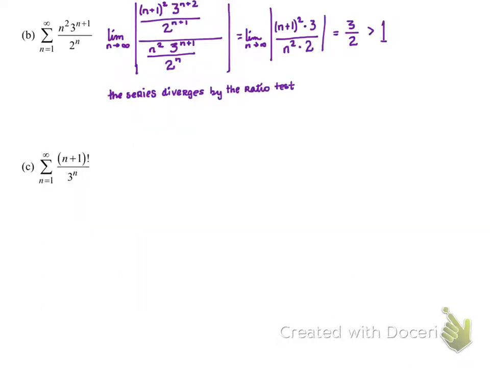Moving on to the next bit. That one, when everything cancels, it's actually going to have a limit of infinity, and the series will diverge by the ratio test, and I'll do the work real quick.